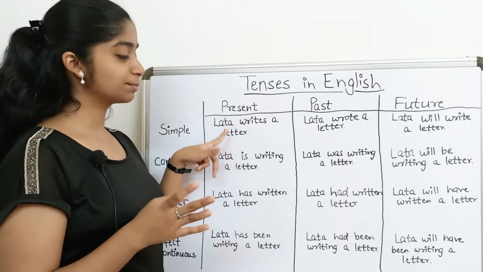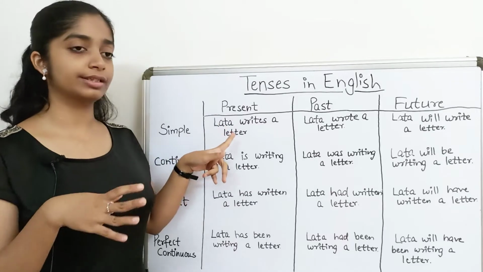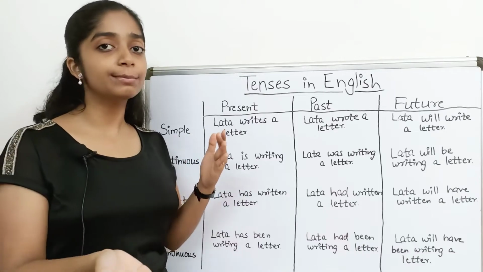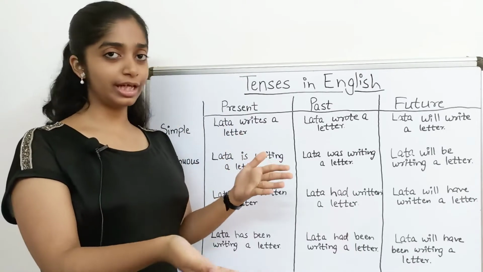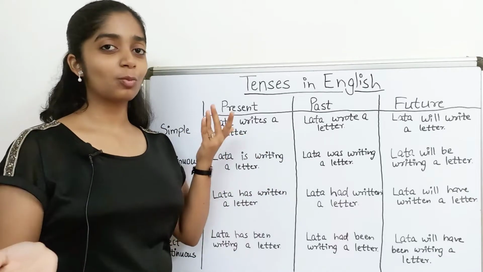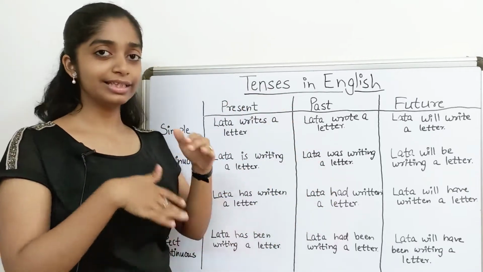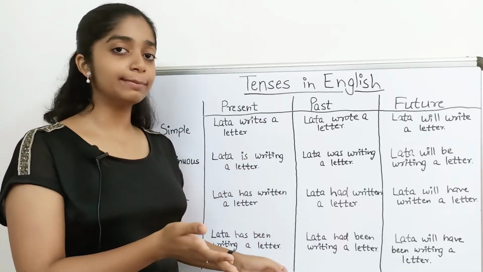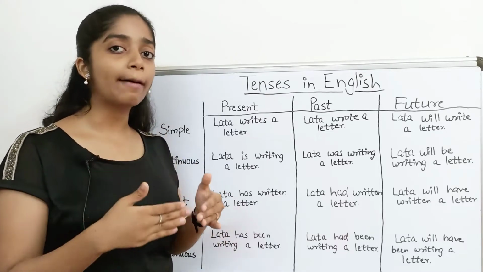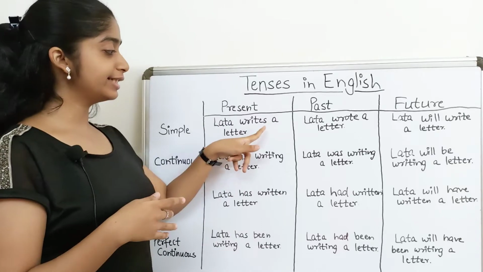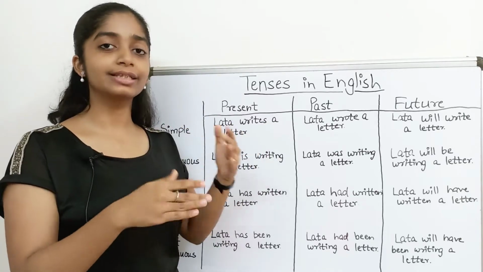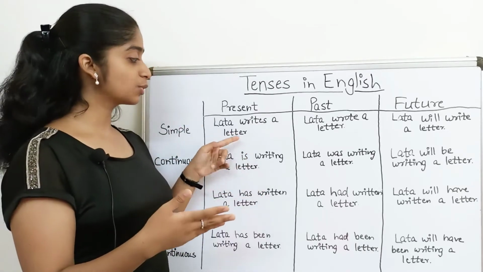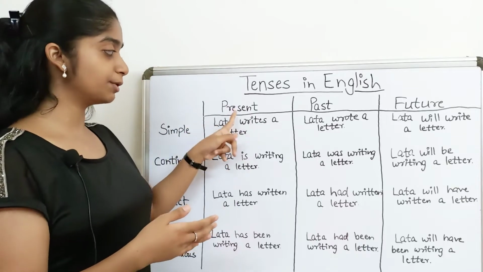Lata writes a letter. In this category, simple present tense, we always write the sentences which we do on a daily basis. Okay, I go to school daily. Okay, or I go for a walk daily. I walk daily. These are the sentences which we perform. These are the duties which we perform on a daily basis. So it has become a habit of ours. Lata writes a letter. Maybe to a loved one, she writes a letter on a daily basis. It is her habit to write letters. That is why we have written it like this in the simple present tense.